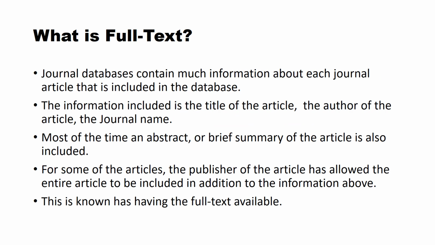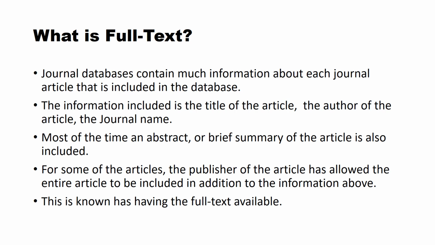Also, journal databases contain much information about each journal article that is included in the database. The information included is the title of the article, the author of the article, the journal name, most of the time an abstract or a brief summary of the article is also included with every journal article. For some of the articles, the publisher of the article has allowed the entire article to be included in addition to the information above. This is known as having the full text of an article available.